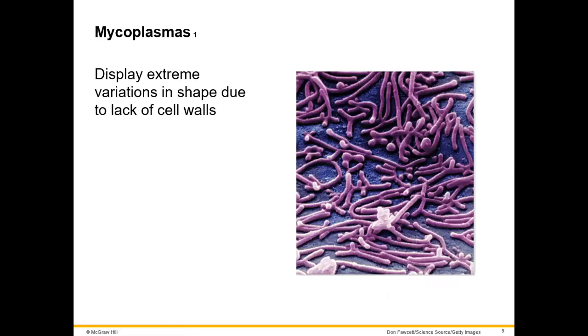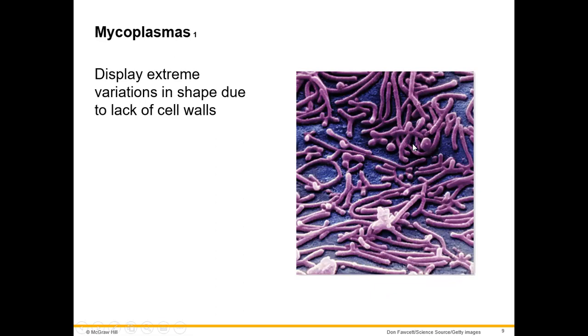Mycoplasmas are unique bacteria. They're very small. They can cause pneumonia. They do not have a cell wall, so not having that rigid cell wall, they have a lot of variable shapes.